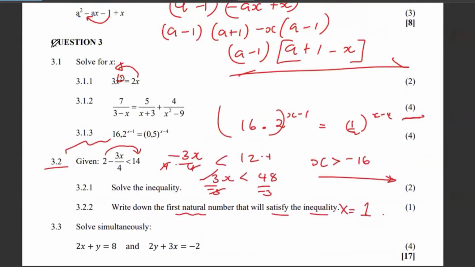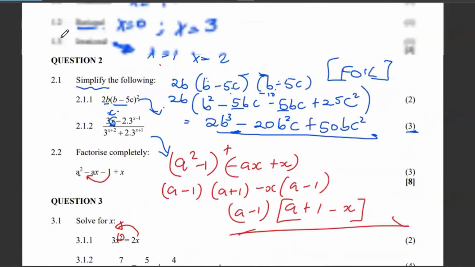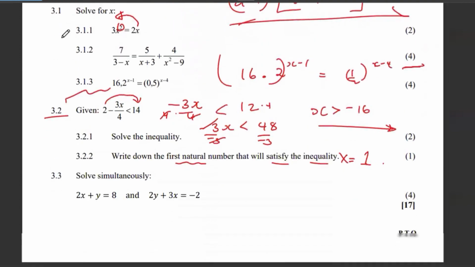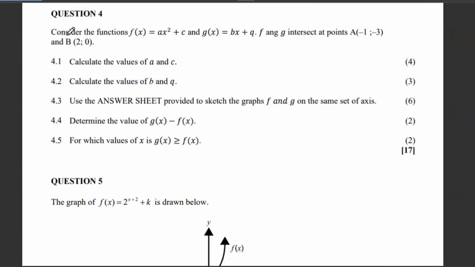So looking at question 1 to 3, that's basically typically term 1 work. Then question number 4, which is the functions. Consider the graphs below. f of x is x squared plus c. So we know that this is a parabola.